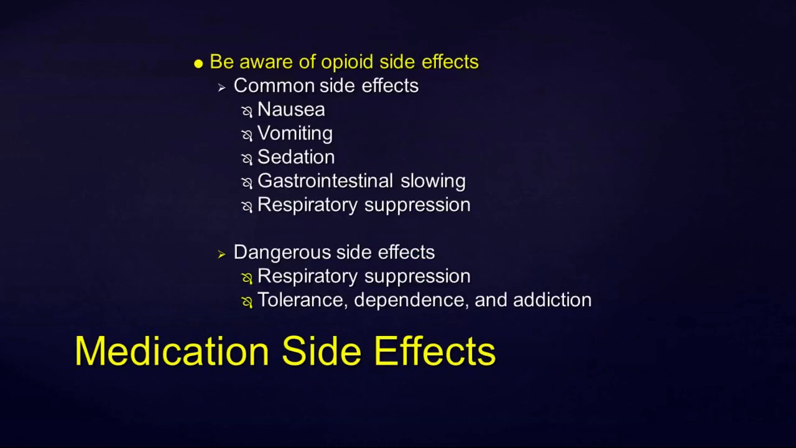So the common side effects of opiates, I just mentioned a little bit about that: nausea, vomiting, sedation, gastrointestinal slowing, and respiratory suppression. So many people can't tolerate opioids because of one or more of those side effects. There are dangerous side effects, respiratory suppression being one of them, where if you're over-medicated, you can actually stop breathing. And then tolerance, dependence, and addiction.